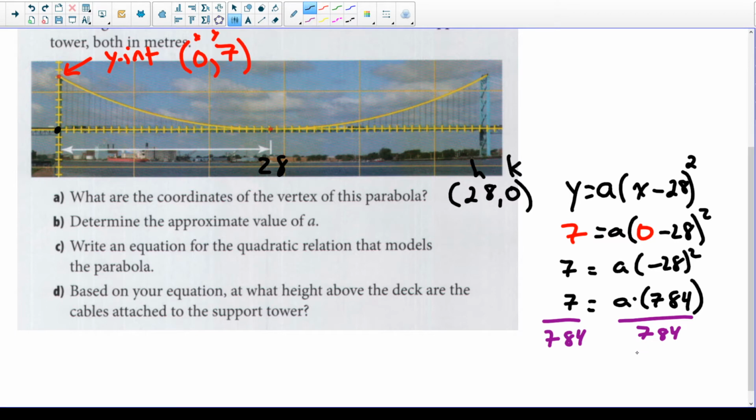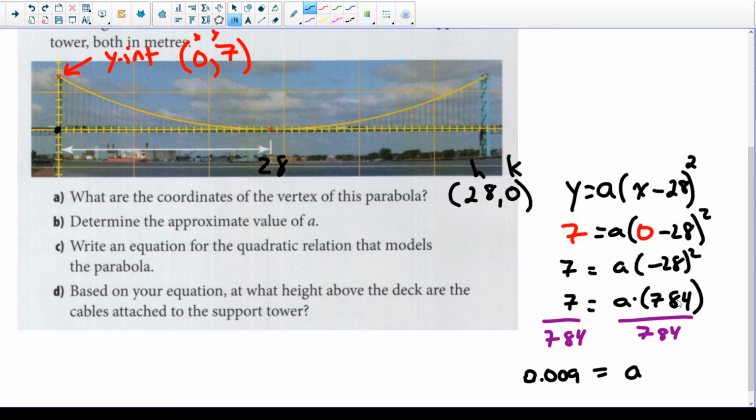And that means our a value is going to be a decimal, 7 over 784. So again, I'll take out my calculator. Now you could leave it as that fraction. You could. Or you can write it as this decimal that we're going to get, which is 0.009 for our a value.